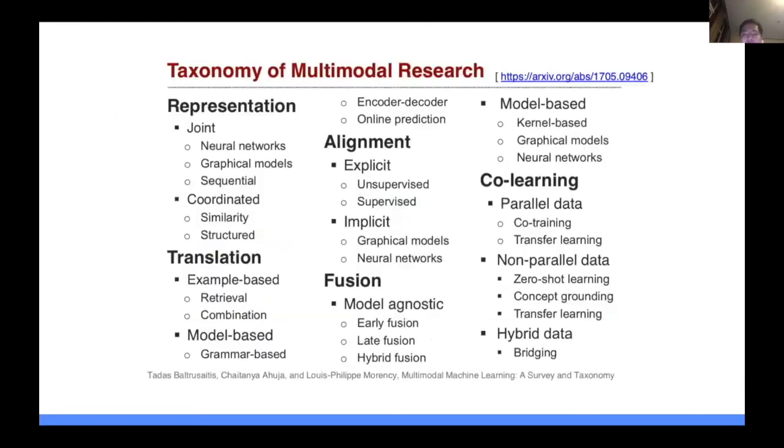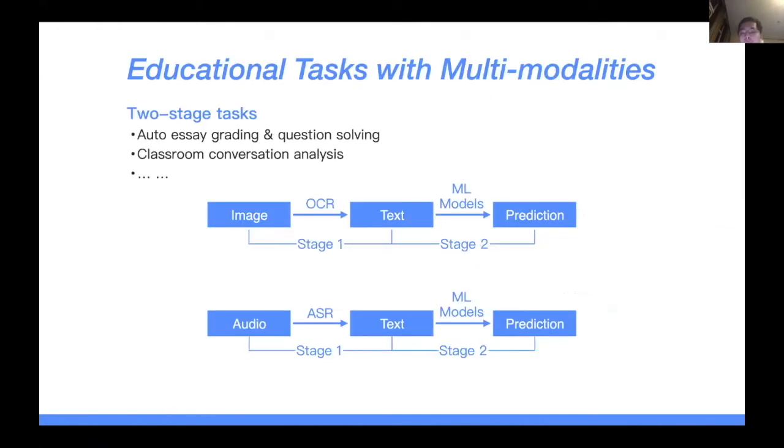So here's the taxonomy of multimodal research we mentioned earlier. And we will now come to educational tasks with multi-modalities. A wide range of tasks are implemented in two stages. For example, in order to assign grades to written essays, first we convert images of handwriting to text with OCR, and in stage two, machine learning models are trained to assign grades.